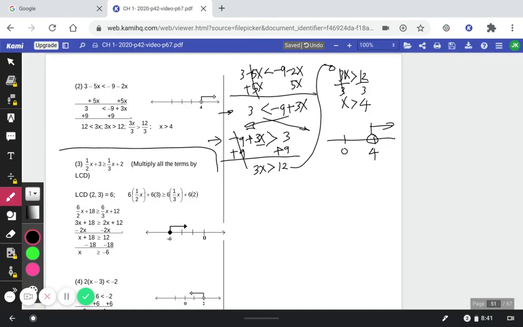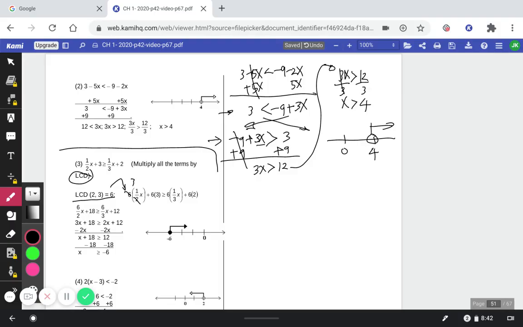Then you multiply by what? You multiply by the LCD. Remember that? When you have a fractional equation, you must multiply by the LCD. In this case, the LCD is 6 in every single term. So from 1/2 x plus 3 is bigger than or equal to 1/3 x plus 2, you multiply 6 in each term. 6 times 1/2 x plus 6 times 3 is bigger than or equal to 6 times 1/3 x plus 6 times 2. The 2 and 6 cancel out as a 3.